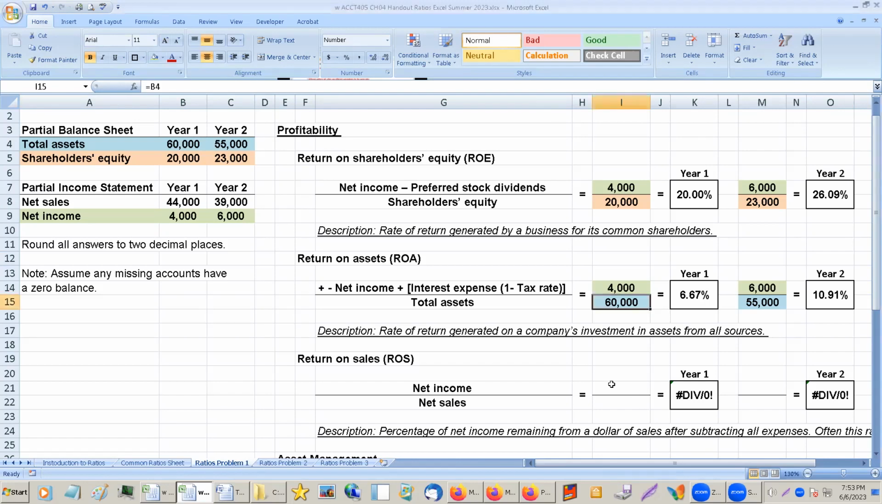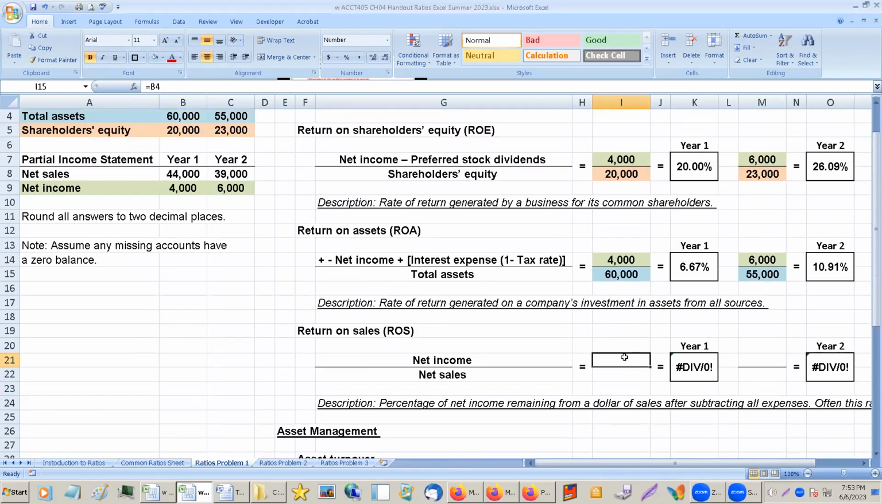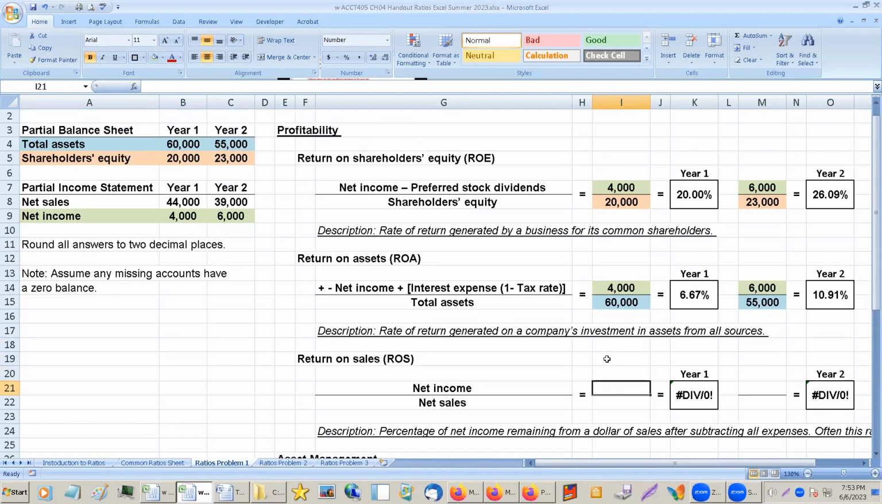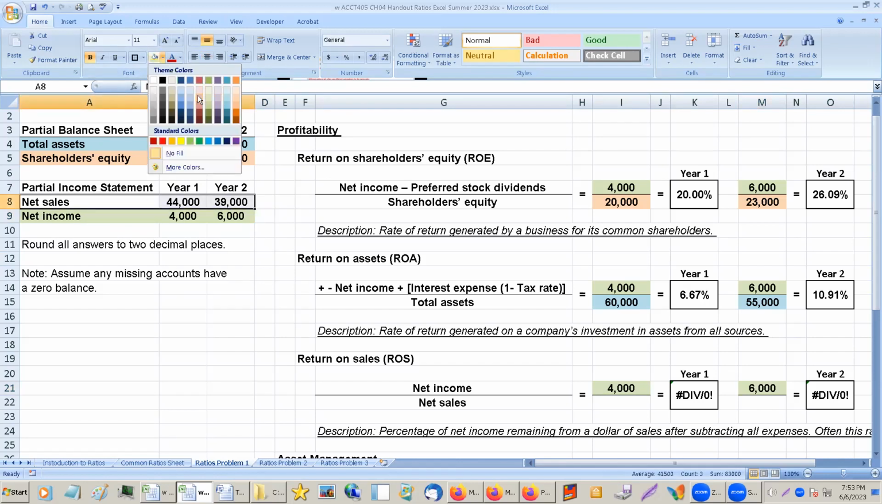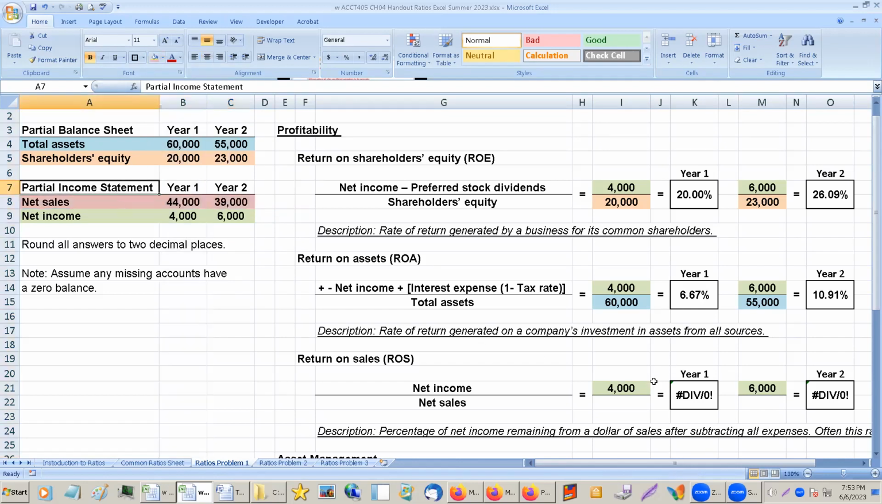You know, doing these ratios to some extent, it's kind of like baking a cake or something. They tell you go get this and go get that and put it in here. Okay, return on sales: net income over our sales, and we need a color for sales. I think we have red, don't we? I don't think we have red yet. Nope. Okay, we'll do this.